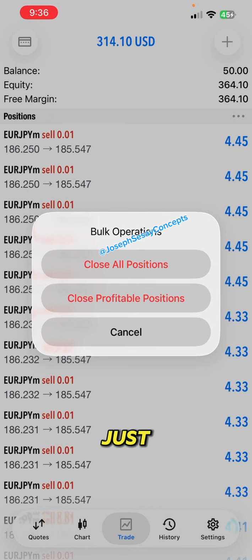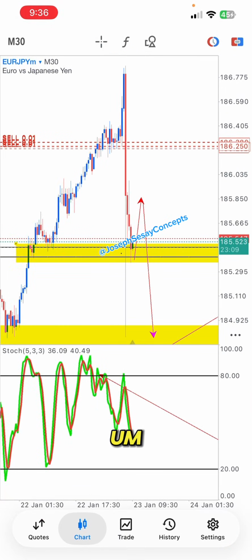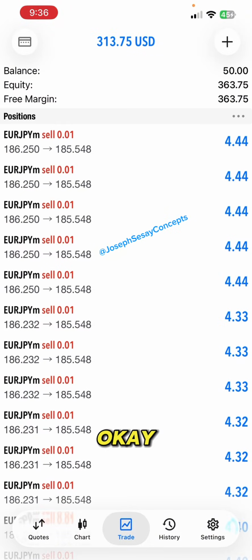With just a few trades, 2 to 3 trades, definitely we are going to flip this $50 to $100 very, very fast. Okay, all you need is the scale.